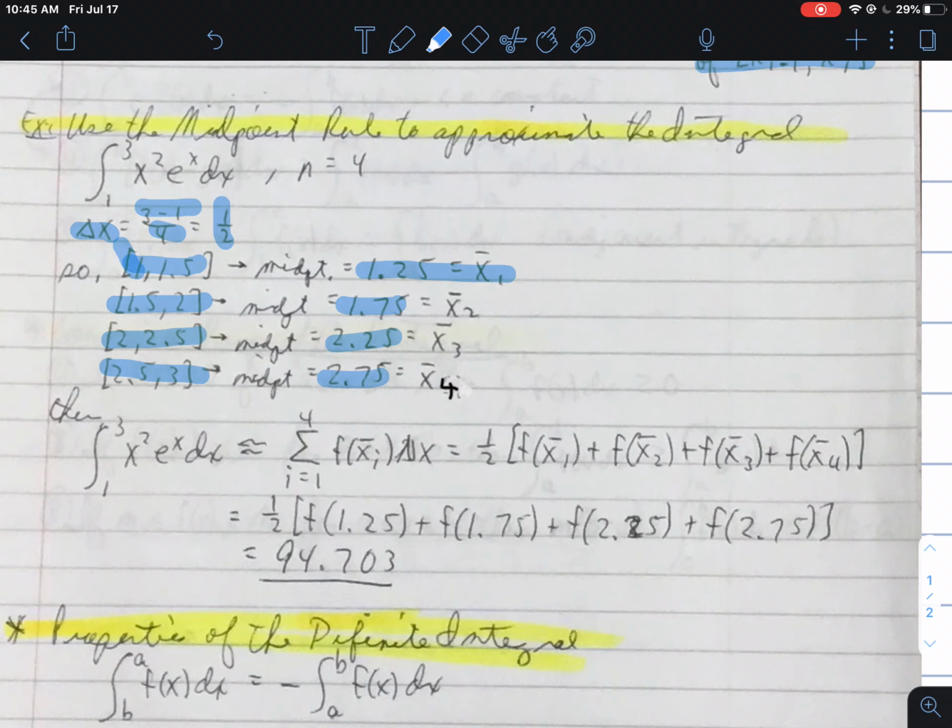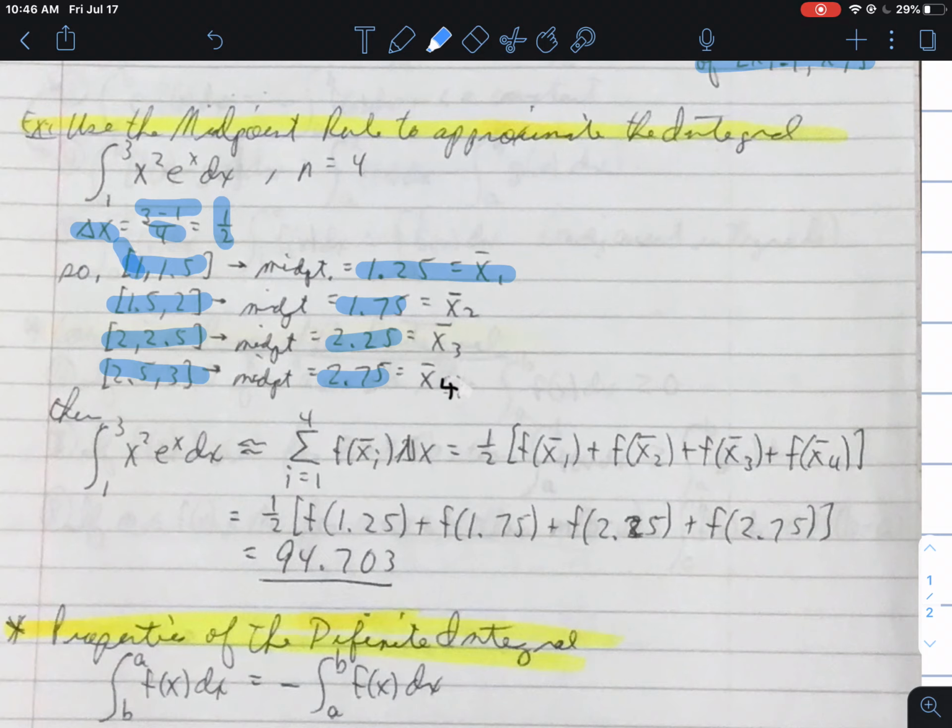So 1.25 plus 1/2, or plus 0.5, would give me 1.75, so that's x bar 2. Plus 1/2 again would give us 2.25, that's x bar 3. And then plus 0.5 again gives me 2.75, which is the midpoint of our fourth subinterval, x bar sub 4. So instead of having to go into each interval and do the calculation, you could just find the first one and then add delta x to get each of your subsequent midpoints.